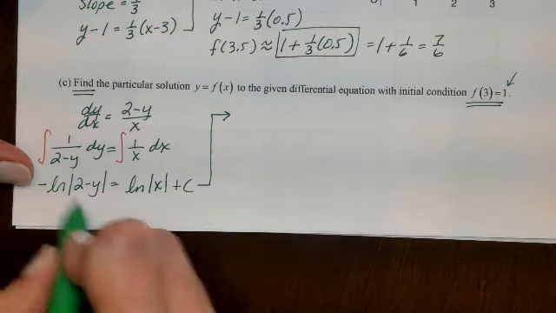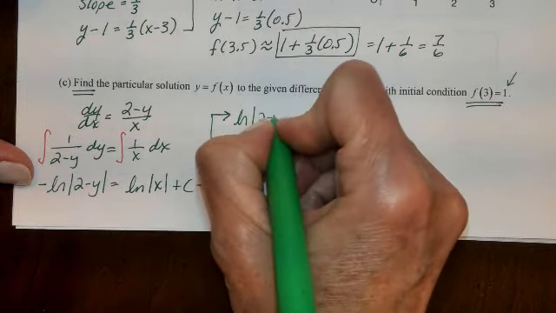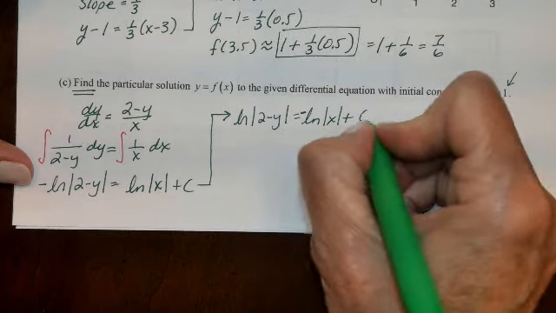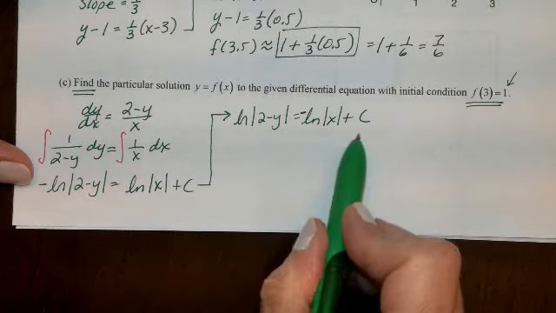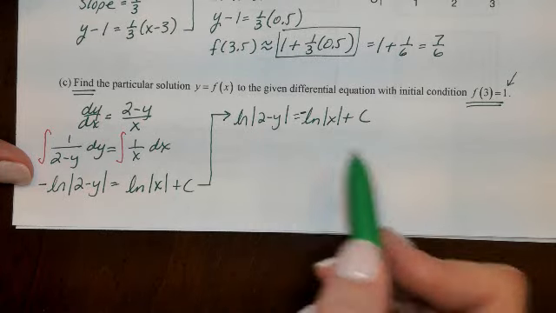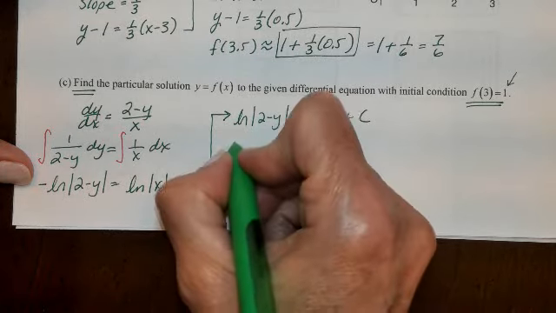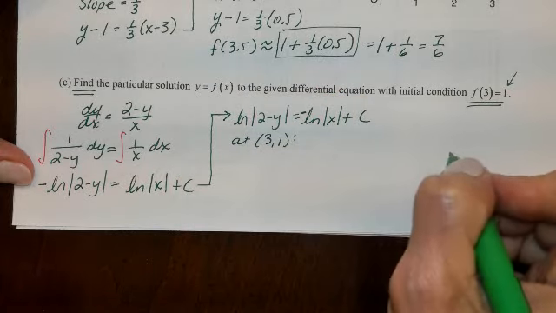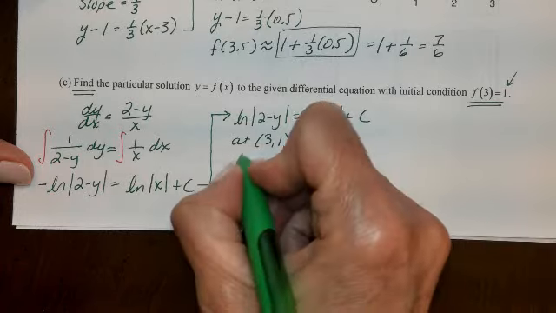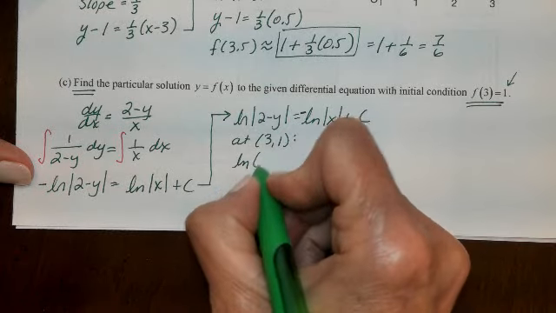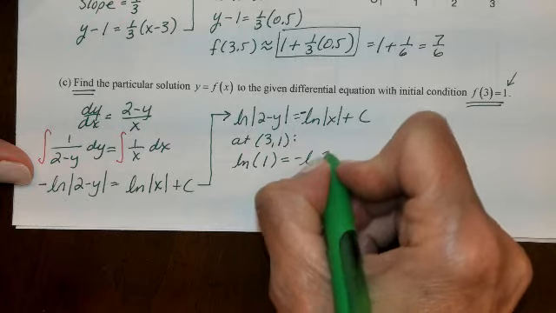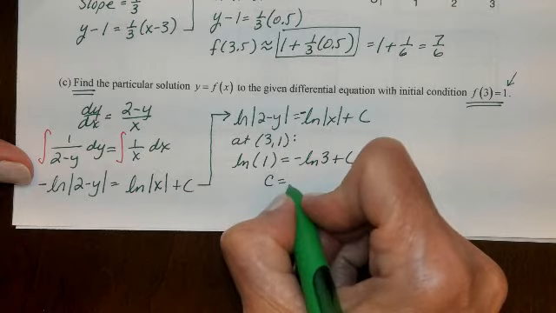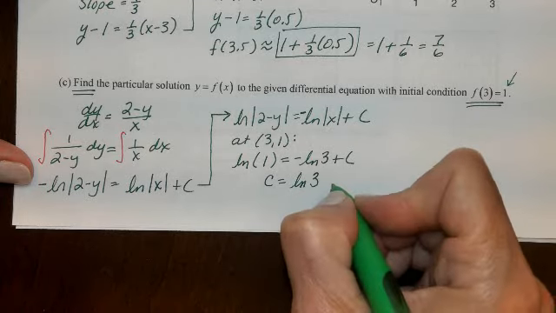First of all, I'm going to multiply both sides by a -1. Okay. Why didn't the c become negative? Because a negative of c is still c. All right, now I'm going to go ahead and plug in. So at the point 3,1, I have natural log of 1 is equal to negative natural log of 3 plus c. This is 0, so c is natural log of 3, right?